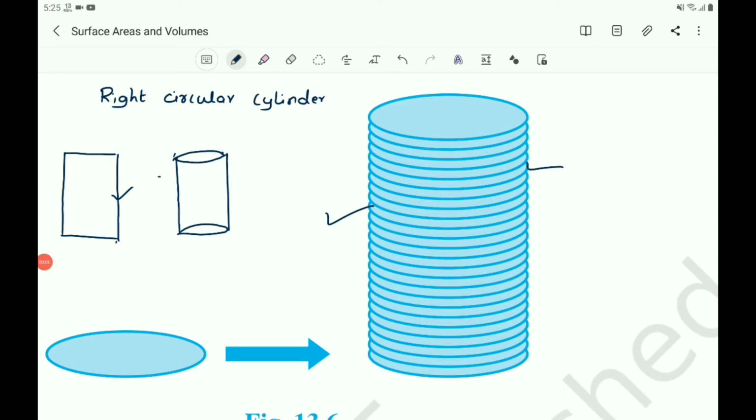If we take a number of circular sheets of paper and stack them up as we stacked up rectangular sheets earlier, and if this stack is kept vertically up, we get the solid which is called a right circular cylinder, since it has been kept at right angles to the base and the base is circular.